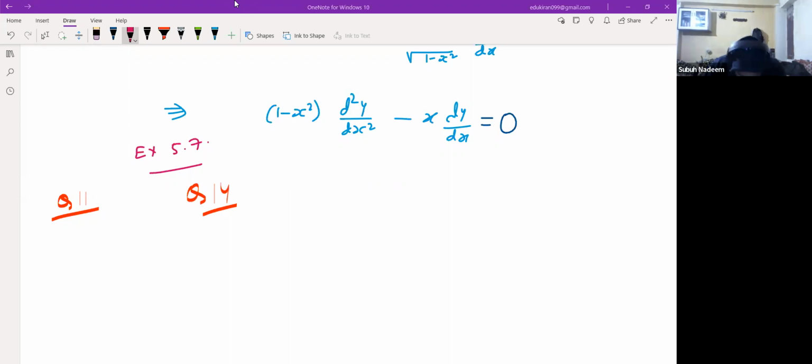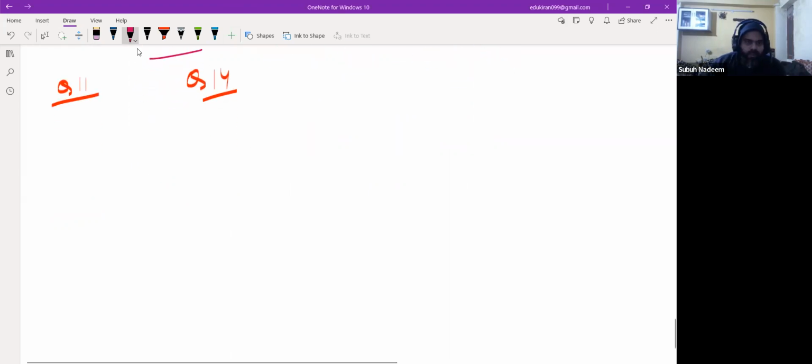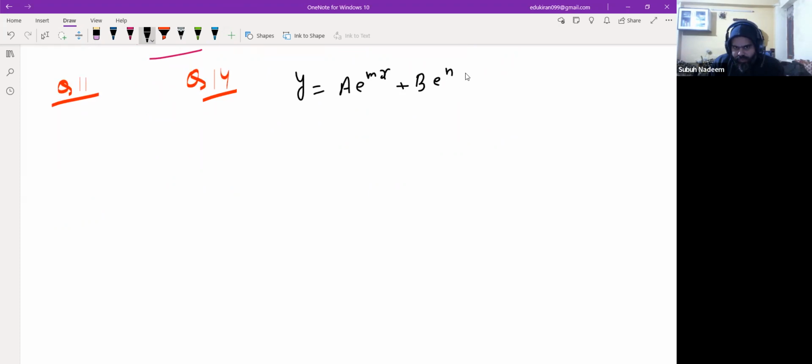Y is equal to A e to the power mx plus B e to the power nx. And what you need to prove is show that d2y by dx square minus m plus n dy by dx plus mny is equal to 0.